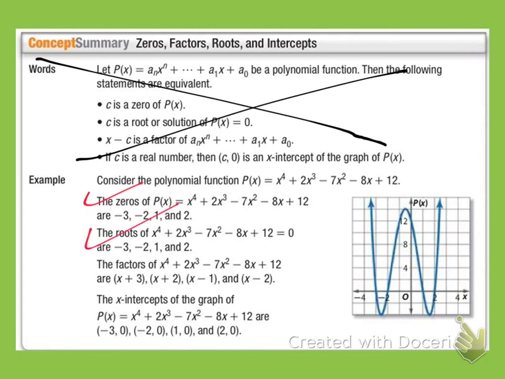Let's skip down to the last part, or the bottom one. The x-intercepts of the graph. Okay, so now instead of saying the zeros, they're calling them intercepts, which means it's going to be coordinates now. Same 4 numbers. -3 with the 0 as your y value. -2 with the 0 as your y value. 1, 0, 2, 0. Does the last one make sense? Yeah. Great.